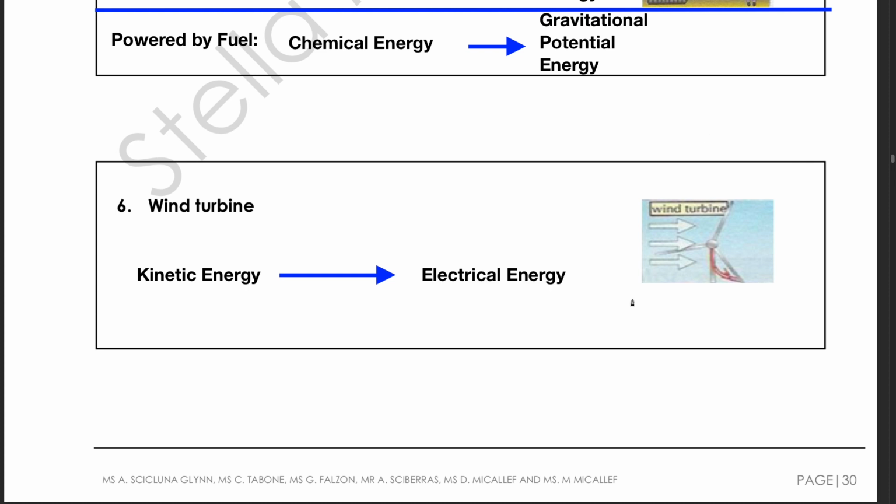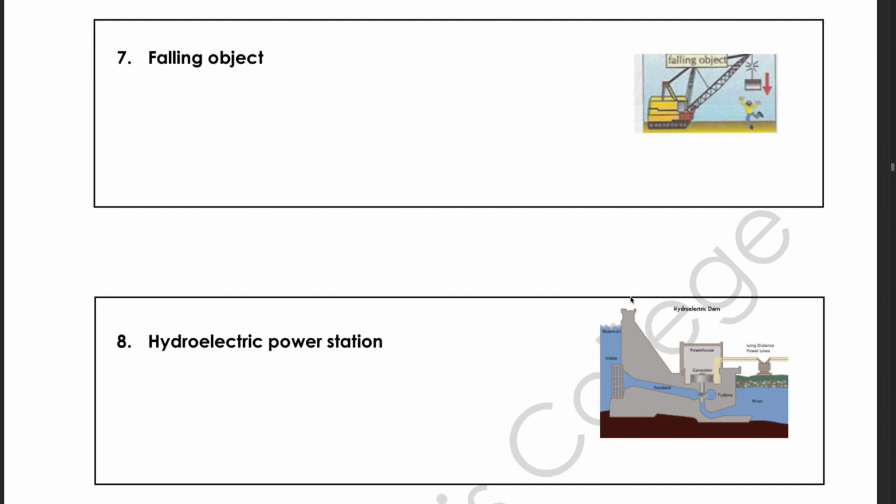Going on to page 31, the final two. A falling object. Now for something to fall, it has to be higher up. If it is higher up off the ground, then it has to be gravitational potential energy, which as it goes down, its speed will start to increase, therefore turning into kinetic energy.